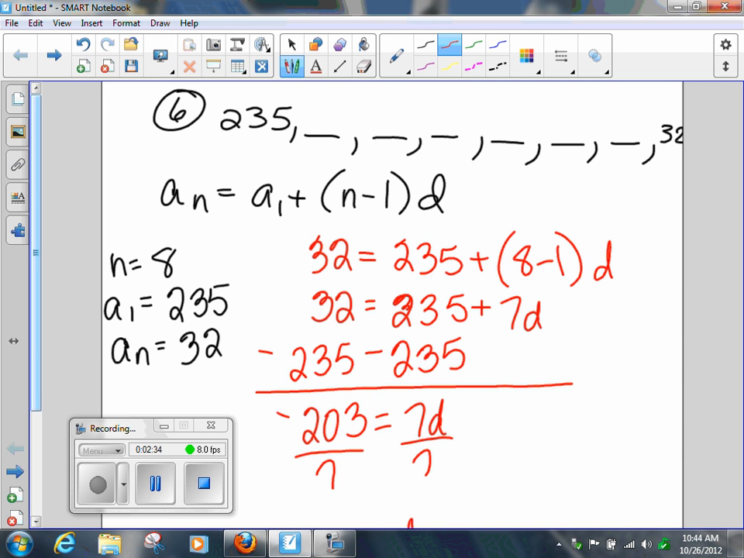So 235 minus 29 is 206. Minus 29 is 177. Minus 29 is 148. Minus 29 is 119. Minus 29 is 90. Minus 29 is 61. Minus 29 should give you 32. Questions at all? Yes.